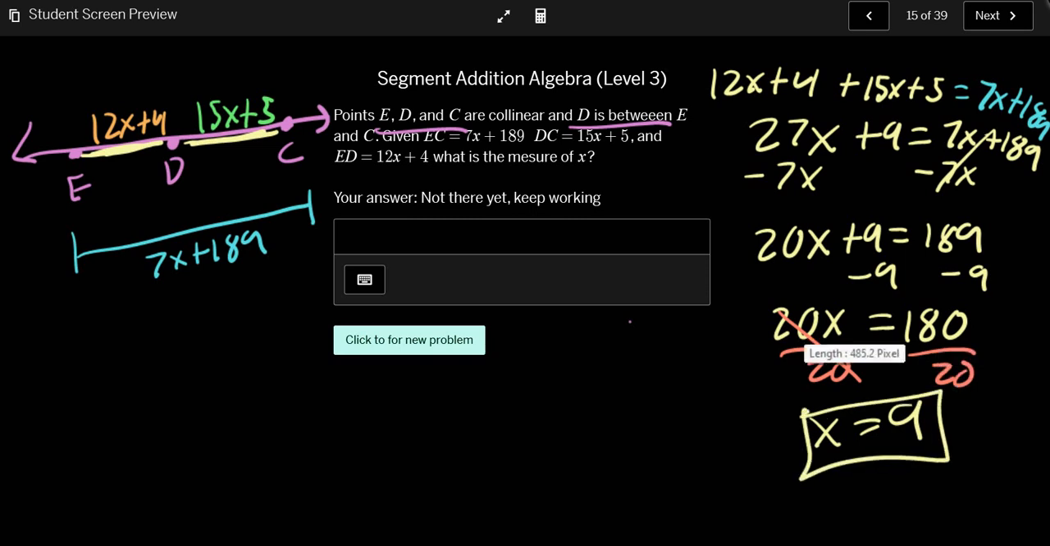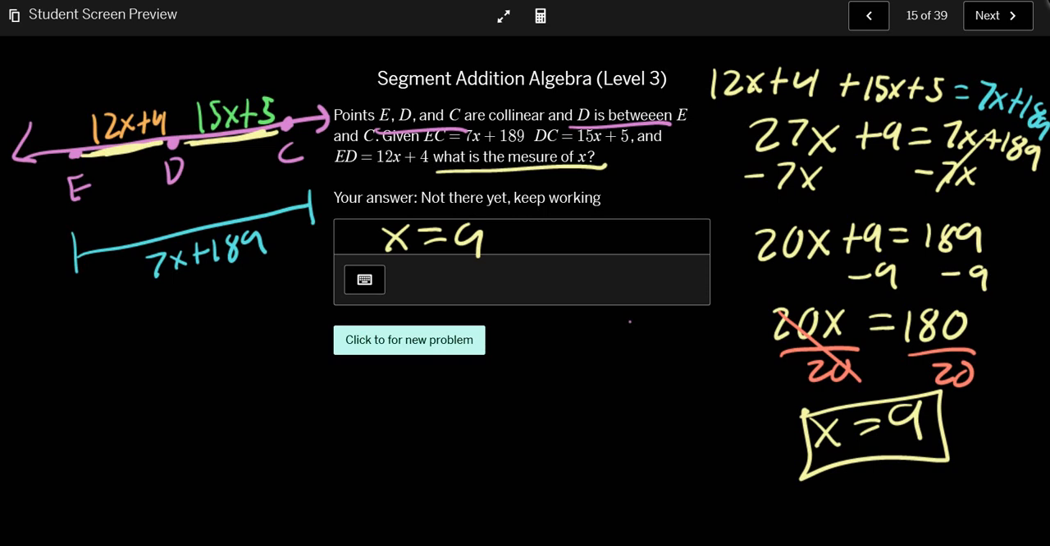And so I go back and I double check the question. Is it asking me for x or is it asking me for a segment length? It says, what is the measure of x? Okay, so then I'm good to stop at just saying x is 9. If it asks you for what is DC, then you would have to go and plug in 9.